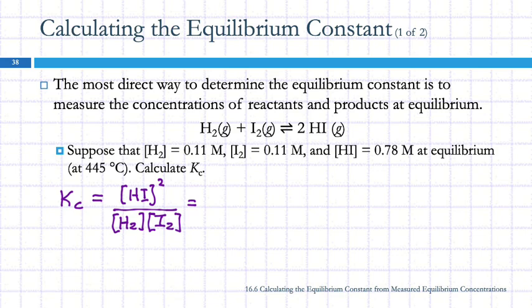Okay, so now we can take these concentrations. H2 is 0.11, but that's not what's on top. This guy's on top. So I've got 0.78, and that one's squared, divided by 0.11 and 0.11.